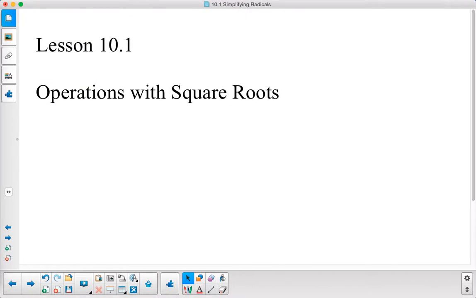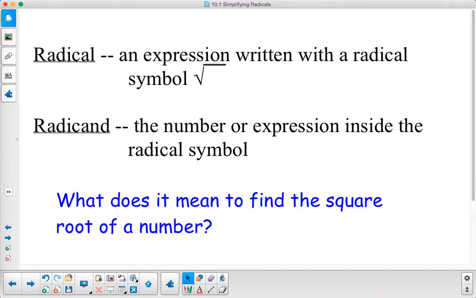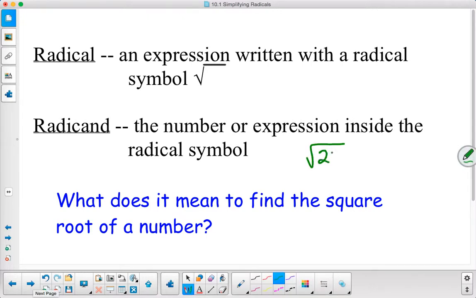What we worked on were operations with square roots. Remember that I'm going to go through this kind of quickly, but you can pause it so that you can get the notes written down. Okay, we talked about a radical being that expression written with a radical symbol. It's not just a square root symbol. It's used for more than just square roots. Radicand is the number or the expression inside the radical symbol. So you'd see something like the square root of 25. The 25 is the radicand.